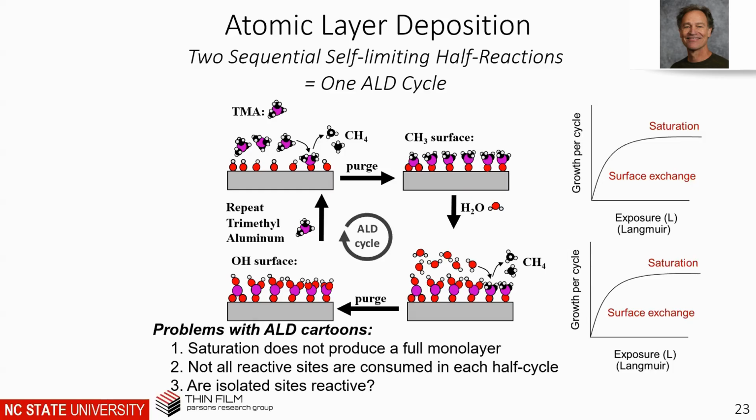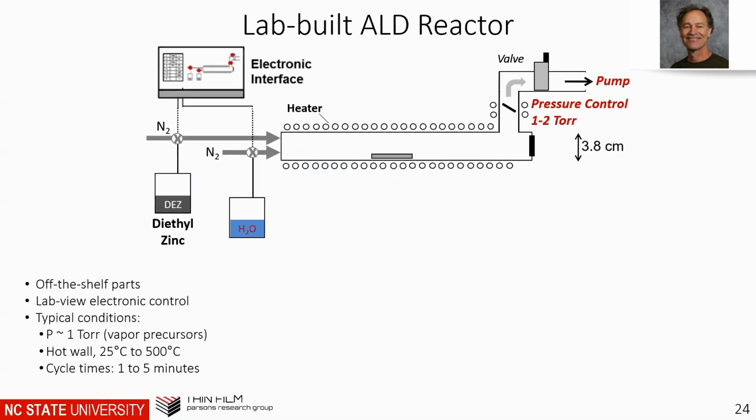People show these cartoons quite a bit, but I like to point out that these cartoons can be misleading. For example, the saturation does not always produce a full monolayer. So people say it's one monolayer, but it's not always a full monolayer of material. And there are other problems too. The other thing is that this cycle depends on what your starting surface is. If your starting surface does not have reactive sites, then you have to create those reactive sites before it can start to grow. So that's one of the things that we're interested in. We do all of our work in homemade reactors because they're inexpensive and we can fix them when they break.